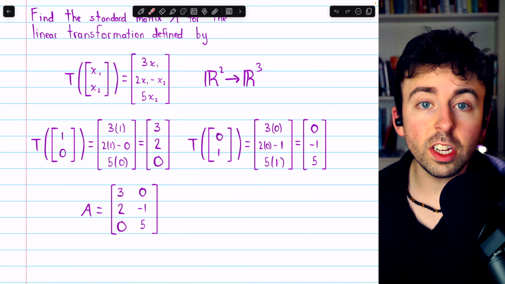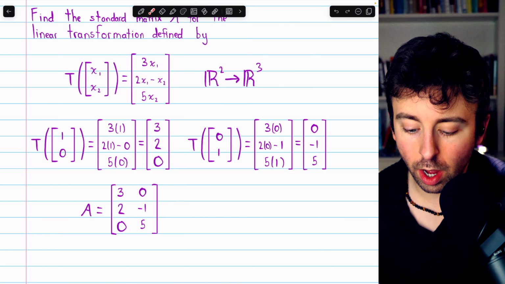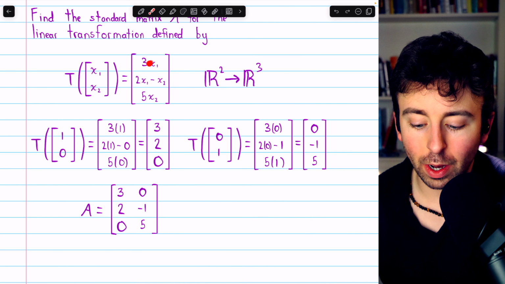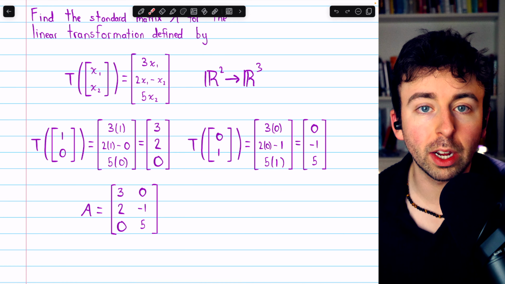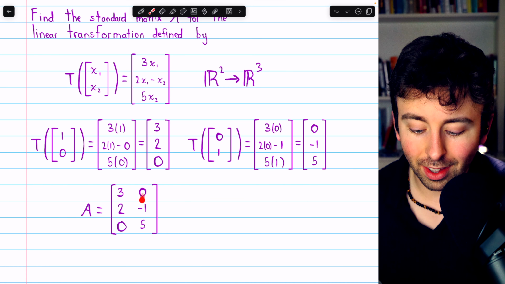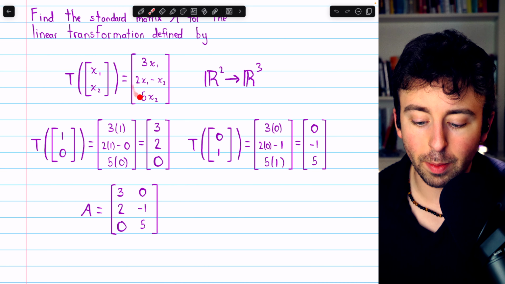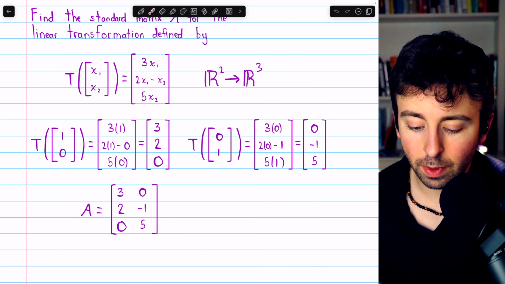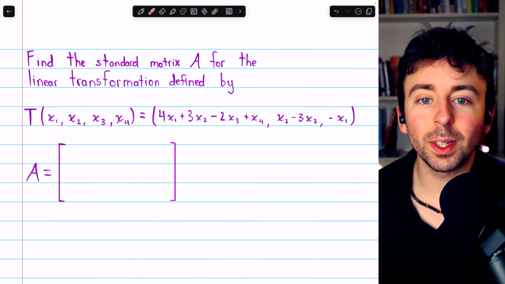So all this transformation T does is multiply the input vector on the left by this standard matrix. The cheat code to do this very quickly is to note that the entries in column 1 are just the coefficients of x1 in the transformation equation. 3, 2, 0, because there's no x1 in the last component. Similarly, the entries in the second column are just the coefficients of x2 in the transformation equation. So 0, because there's no x2, negative 1, and 5. So this is actually really easy. Let's do another example nice and quick.